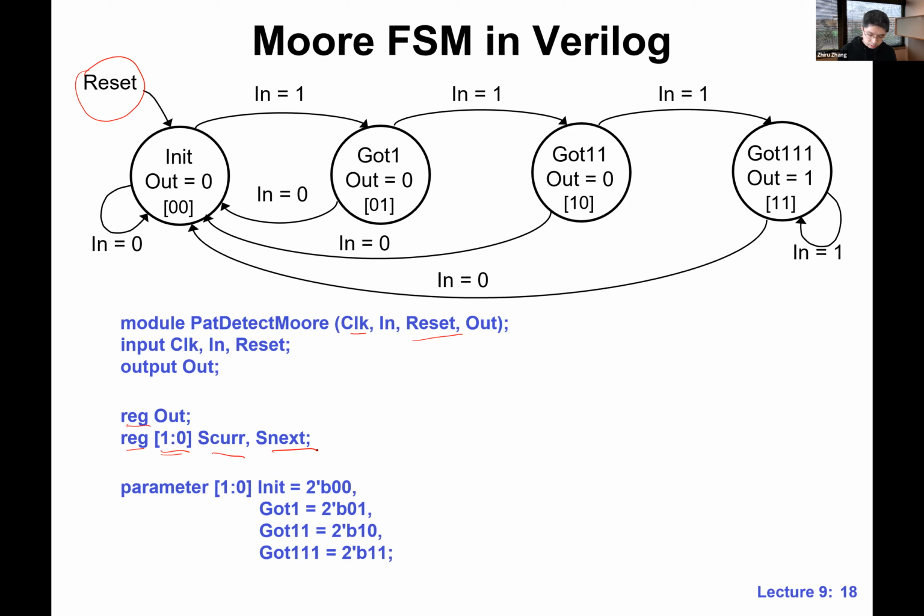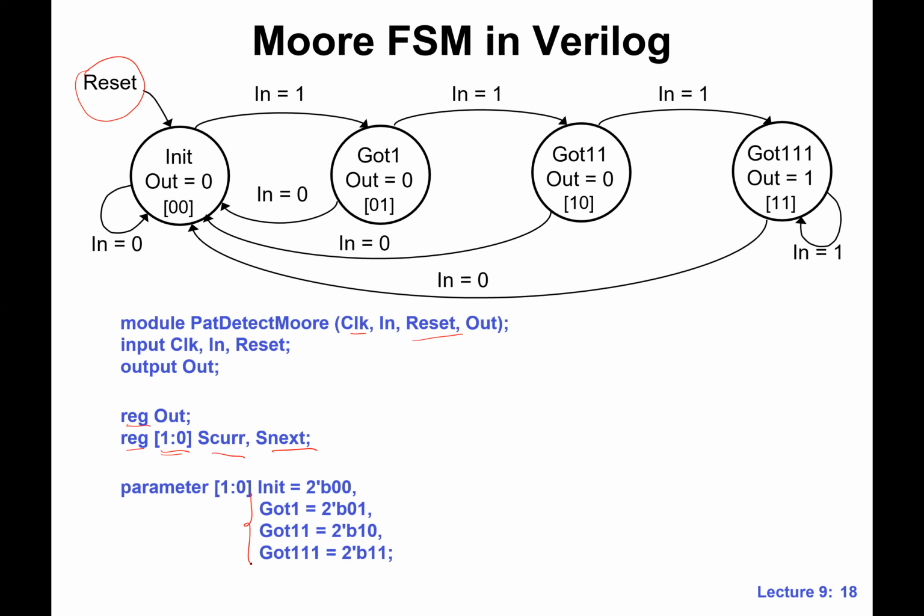And we are using labels here, so we use parameters. In this case, we assign the encoding explicitly. Actually, in many cases, the tool does not require you to do so. We have 4 states: init, got1, got11, got111.